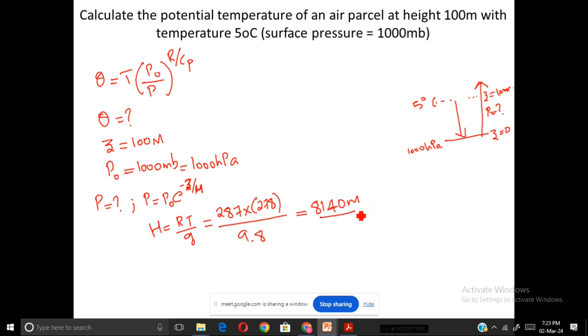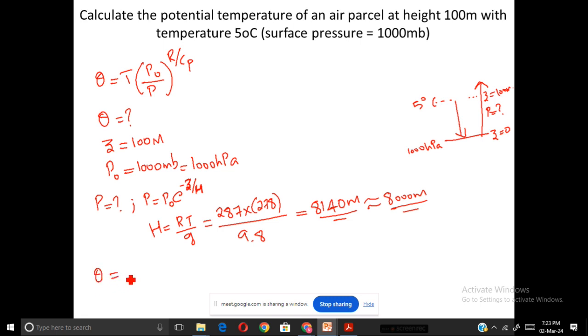It is about 8,140, in meter. So 8,000 meter or 8 kilometer we can consider. For simplicity of understanding, taking it as 8,000 meter. So H is 8,000 meter. And then we know P, now we have to calculate theta.